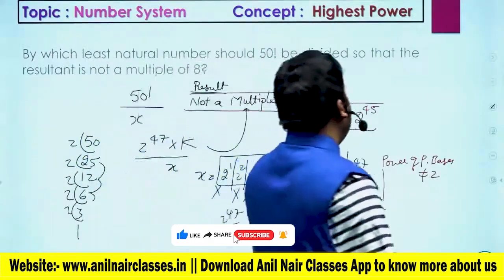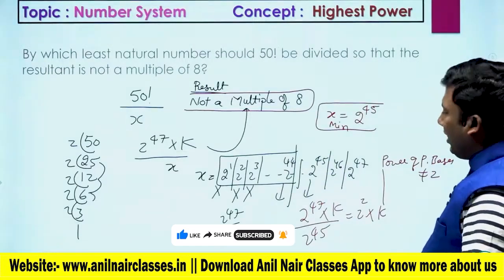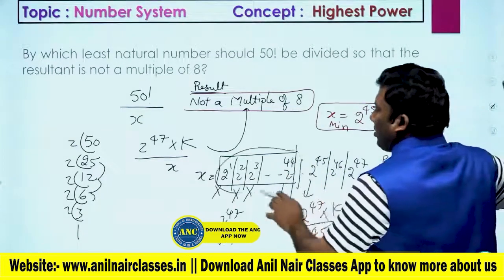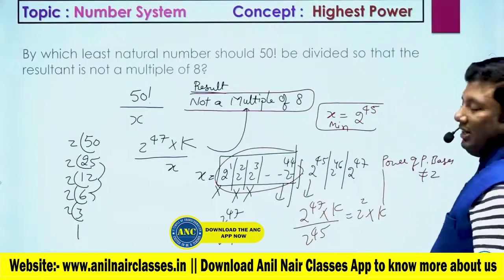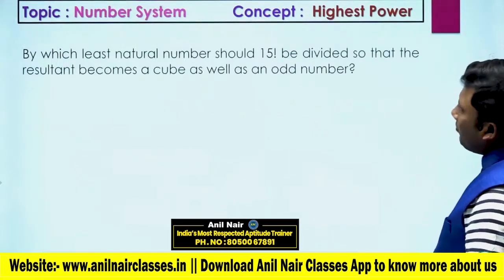So the answer is, x minimum value is 2 power 45. I hope the idea is clear. All these powers of 2, if I keep it in x, that will make the resultant a multiple of 8.